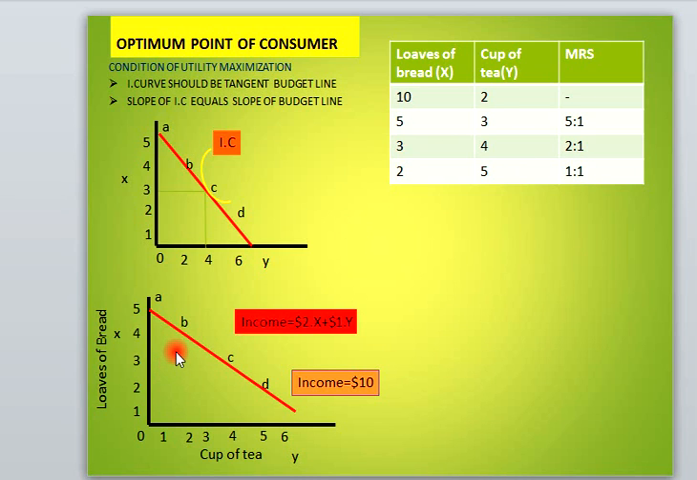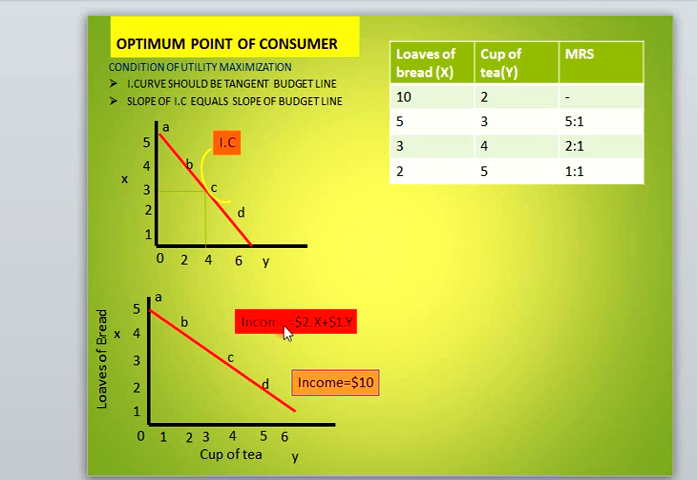And the budget line shows the total commodities which a consumer can afford based on the level of his income. If you look at this consumer now, this consumer is earning $10. It means that whatever he is going to purchase will be constrained by this $10. It cannot exceed this $10. The price of loaves of bread, which is represented as X, is $2, and a cup of tea, which we represent as Y, is $1.